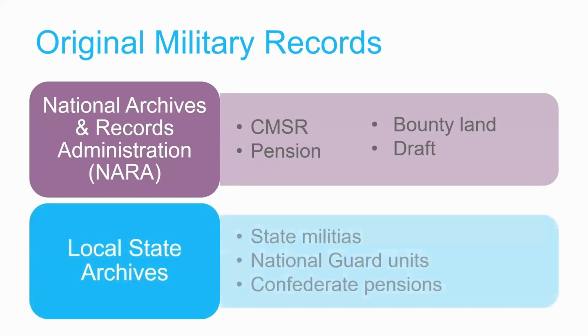You can also locate them at local state archives, where you can get records like state militias, National Guard units, and even Confederate pensions. Now, the Confederate pensions, they're not at the NARA because they're not kept at the federal level.